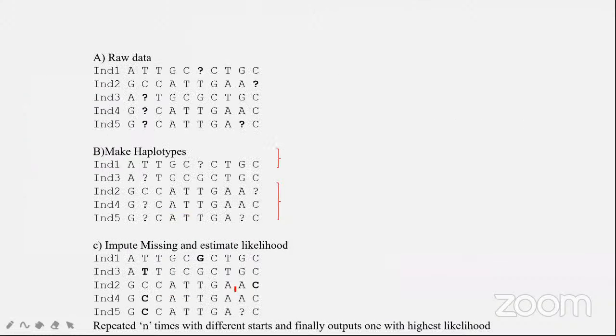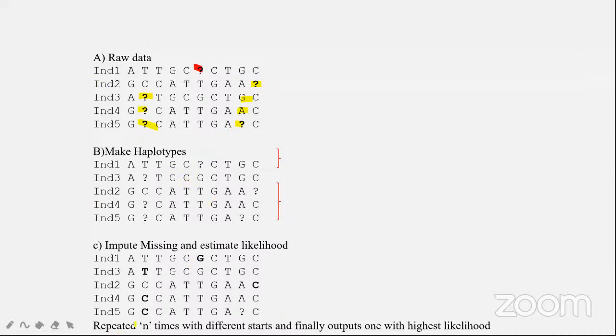So to explain better, I have an example that I created. So you have raw data. Here a question mark refers to missing data. And as you could see, we have missing data for each and every individual at about 4 markers.